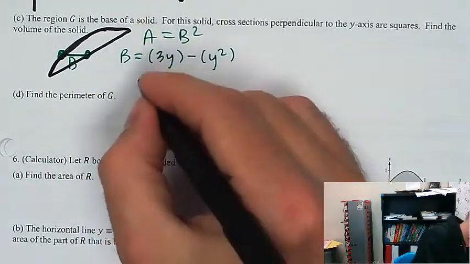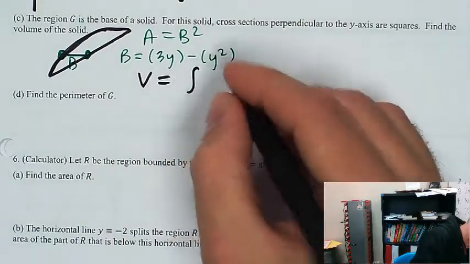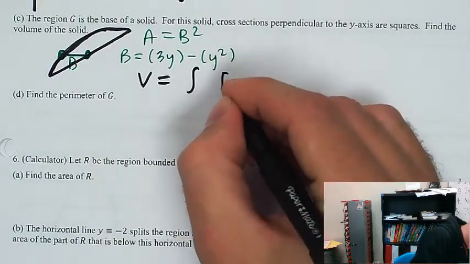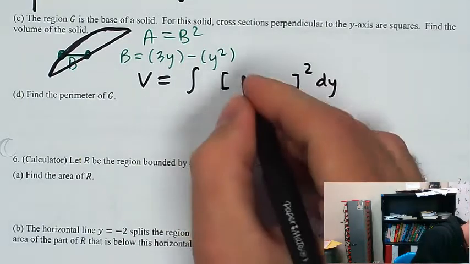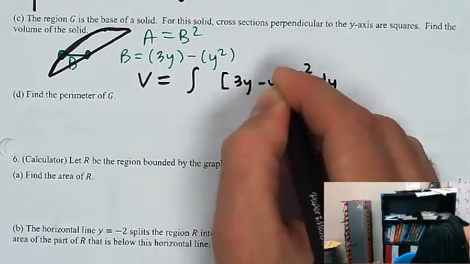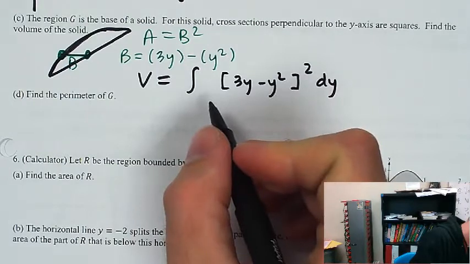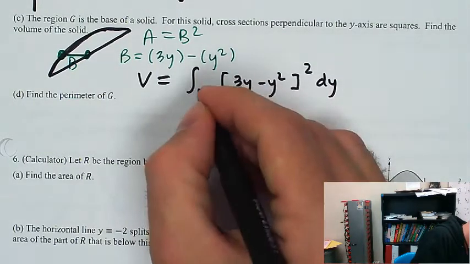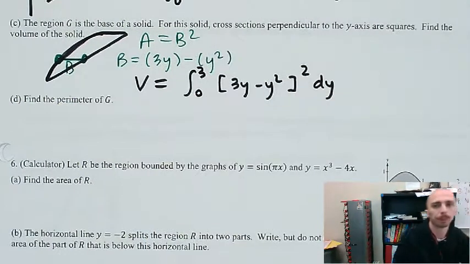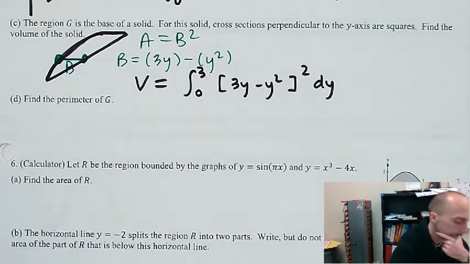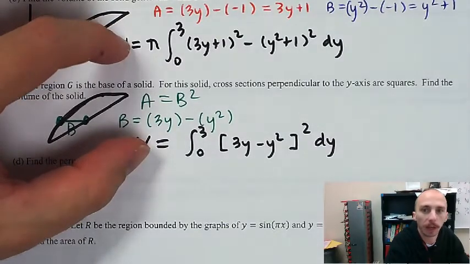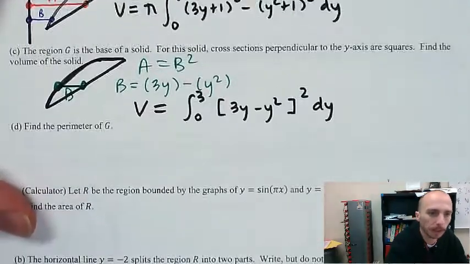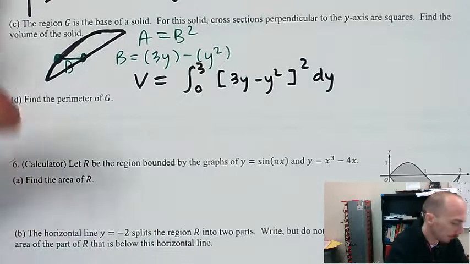And then my volume is the integral of area. So that's take base and square it. And then we're going to let y run again from 0 to 3. Okay. And both of these are things that I trust you to run through the calculator accurately. Okay. Then find the perimeter of G.